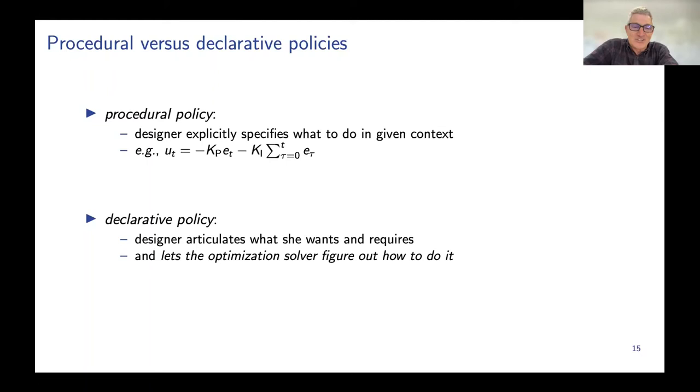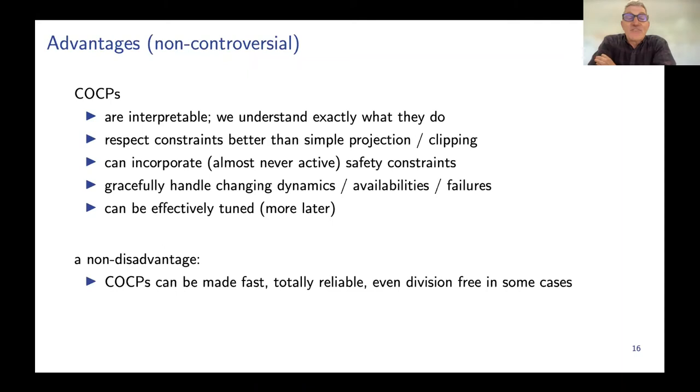So, okay. Let me start with the advantages of a COCP. Well, the first one is they are interpretable. We know exactly what they do, right? They respect constraints better than some posterior projection, clipping, fixing things up. If you do LQR and then you clip your actuators to the allowed ranges, you'll get a control policy. It's actually probably not that bad, but something like this would do better.